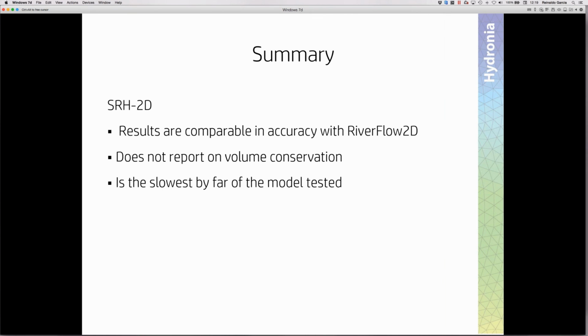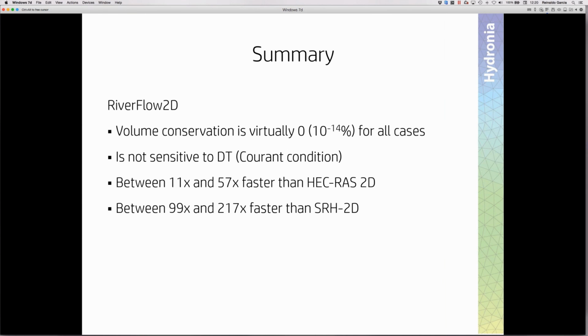Now, the SRH-2D summary: results are comparable in accuracy with RiverFlow2D. It does not report volume conservation, and it's the slowest by far of the models tested. So in my opinion, it's a model that provides good accuracy, but be prepared to wait for the solutions, because even though in these cases the meshes are relatively small, if you intend to use this model for high resolution hydrodynamics or long reaches, you should expect very, very long computer times.